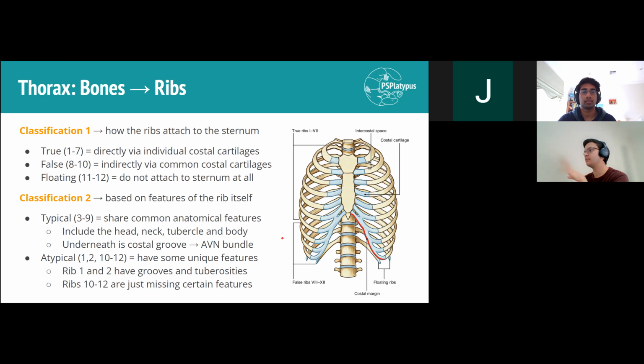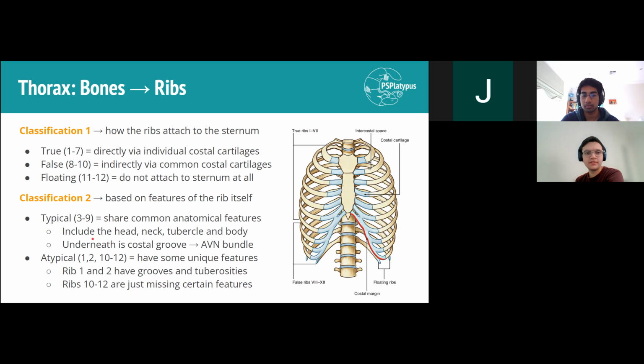The body is probably the most important part. That's the part that's spanning from the front to the back. The reason why I say the body is important, apart from the fact that it takes up the most features of the rib, is that underneath the body you've got a space called the costal groove. That groove contains the neurovascular bundle, which we're going to discuss in a couple of slides' time. That's important clinically, which we'll discuss a little later. So just keep that in mind as the major feature that you need to know about.